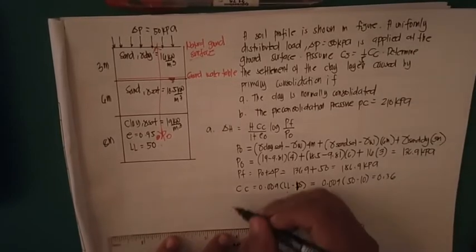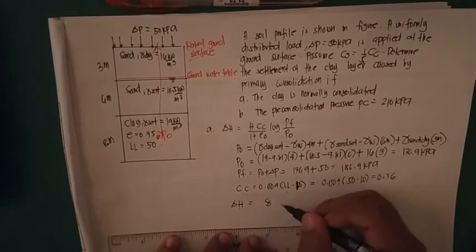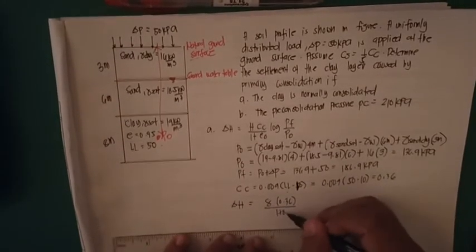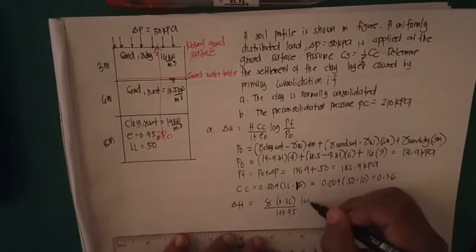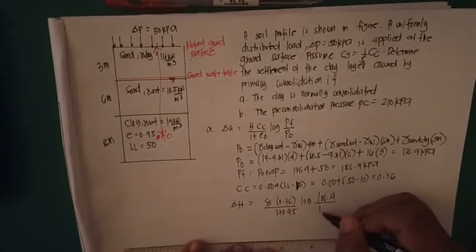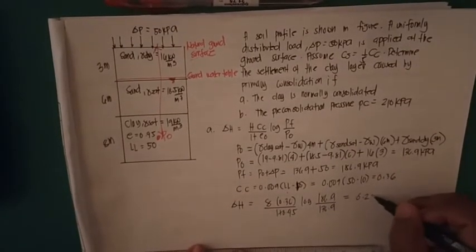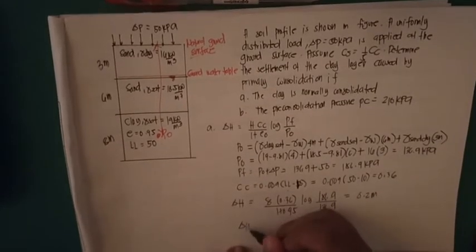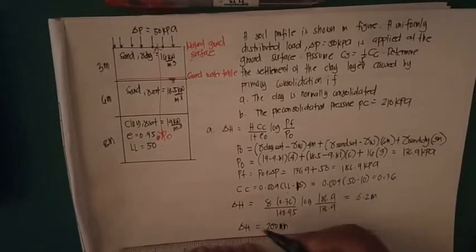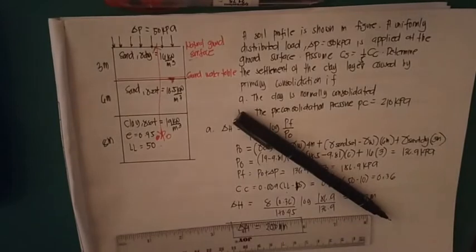0.36. Okay? So, delta H is equal to 8 times 0.36 over 1 plus 0.95 log of 186.9 over 136.9, which will give you 0.2 meters, or we can say this is 200 mm. So this is the answer for letter A. Okay?